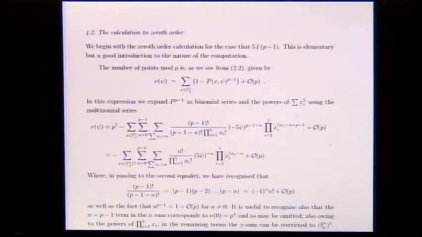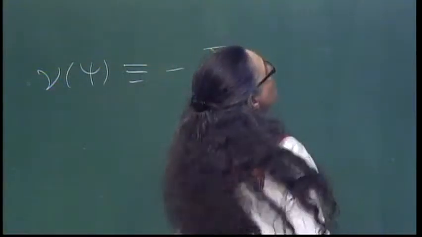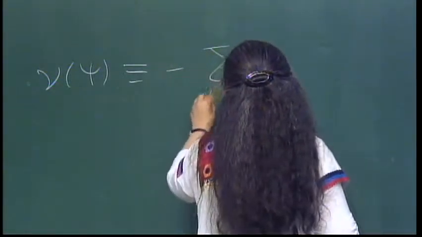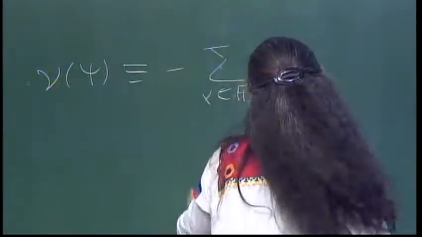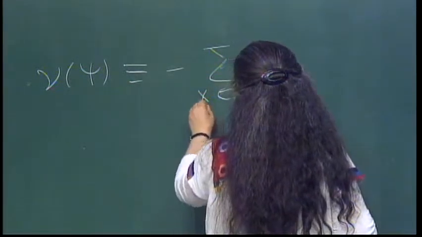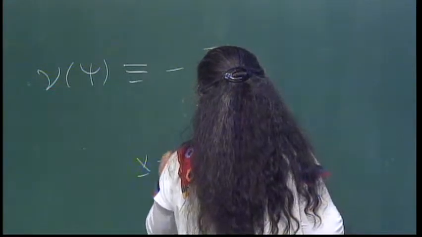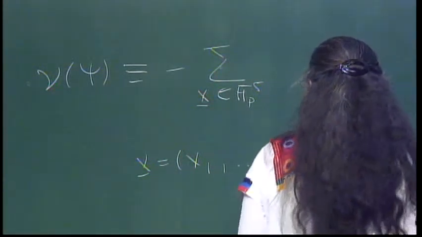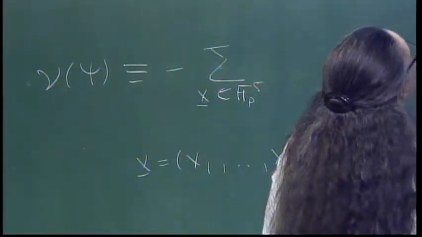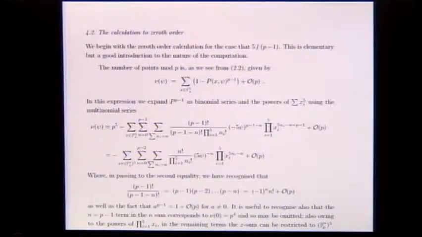And then we have to deal with this, minus the sum over x in F_p to the fifth, all the x's. I want to put a bar underneath. So to save writing, I'm going to say that x under bar is that. And so then we need to insert here the polynomial, right?